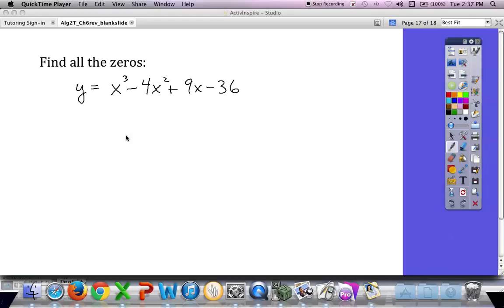Right? This is find all the zeros. All right, well, how many zeros does this have? You know exactly how many it has. It has 3, right? Because it's a third degree polynomial, it has 3.